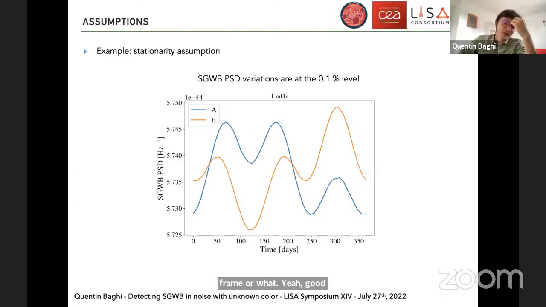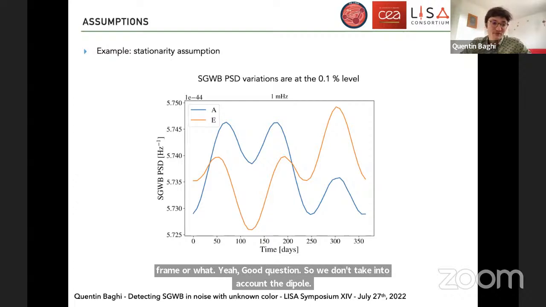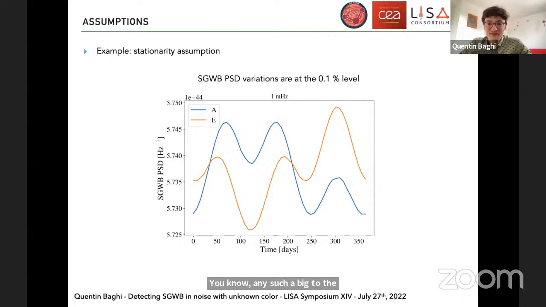Good question. We don't take into account the dipole anisotropy due to the motion of our galaxy with respect to the CMB reference frame. This is investigated by Henri and has also been investigated by other studies, but I don't remember them off the top of my head. Henri is looking at it, but it is not in this simulation.